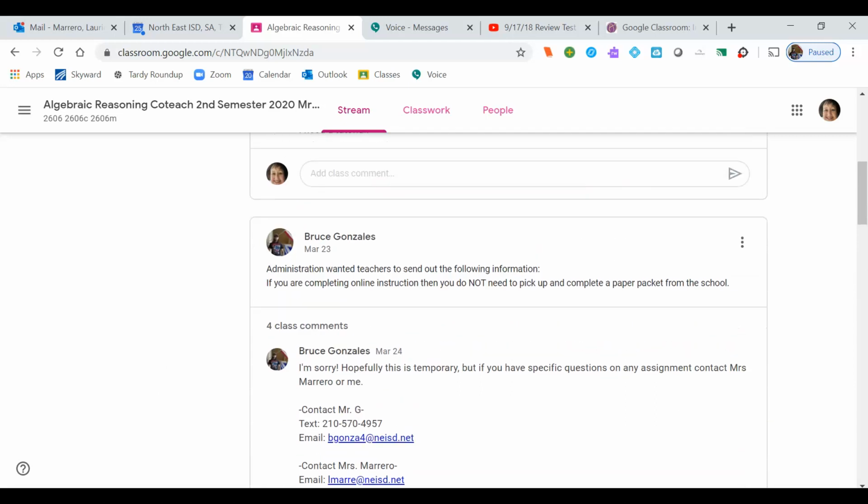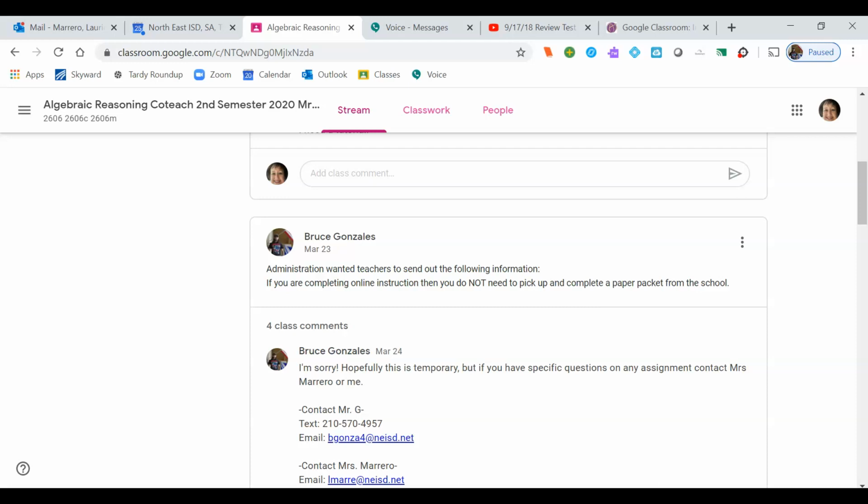And then I talked about how the administration does not want us to do two things. We need everyone to do the work from the Google Classroom. That's our high suggestion. I know some people who don't have the internet might need to come get packets, but we are not doing both. So if you've been in a Google Classroom, we do not need you to go to school and get a paper packet. We are strongly suggesting you do not do that.